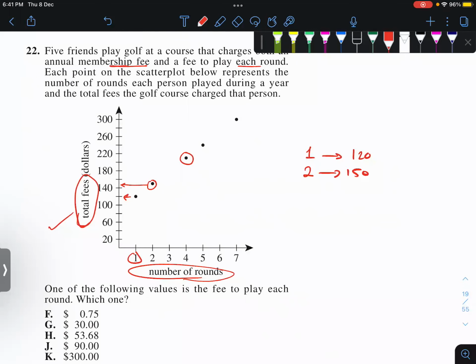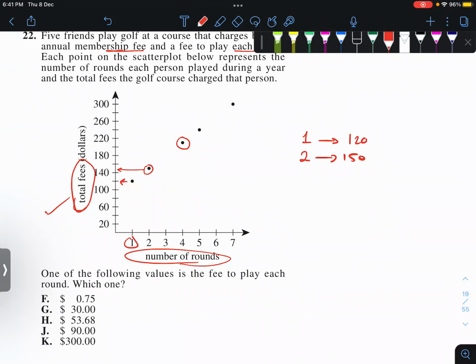And we have here 4 and I think 200. How do you solve this question? Like here, 7 and 300. So when it's 7, it's 300. When it's 5, it's about 240. Yes. So what? 150 is a 30, right? Okay, 240 minus 150 divided by 3.